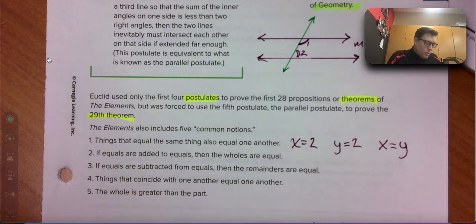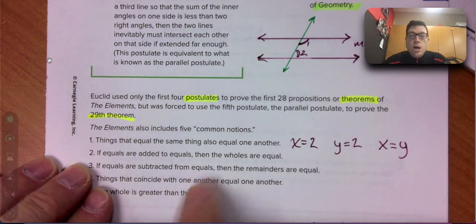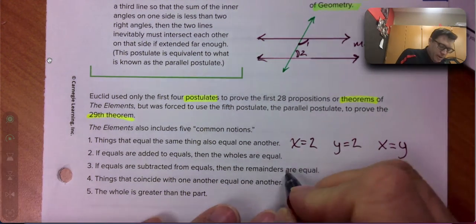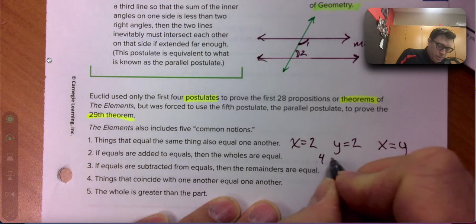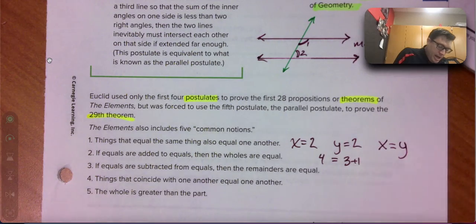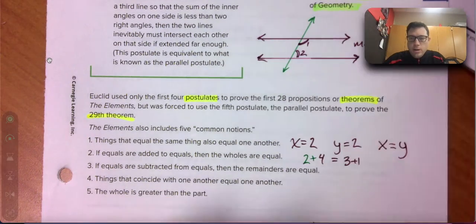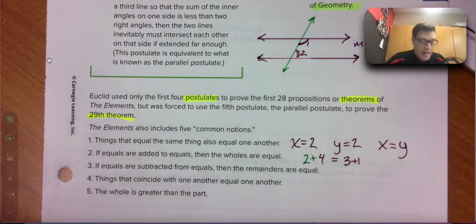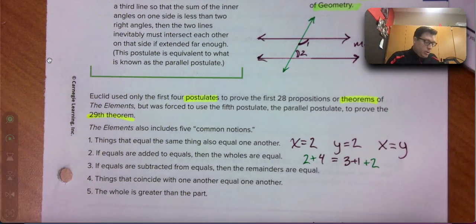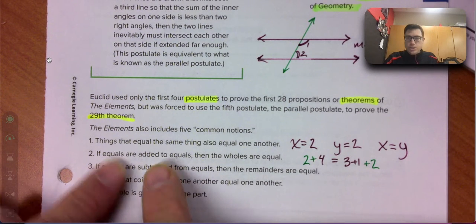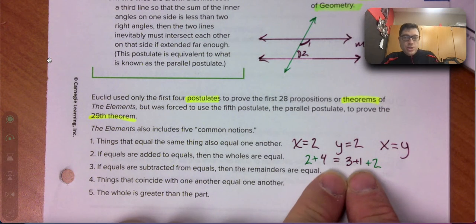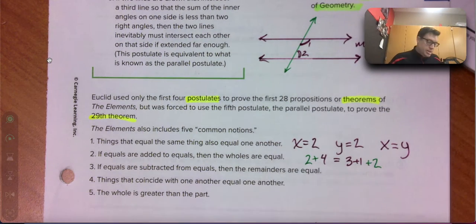If equals are added to equals, then the wholes are equal. That's the next notion, common sense. So let's say we have 4 equals 3 plus 1. Those are equal. If I add 2 to the 4, then I have to also add 2 to 3 plus 1. That's what that's saying. So we're adding 2 and 4, and we're adding 3 and 1 and 2. We're getting things that are added together, and then they're both balanced.